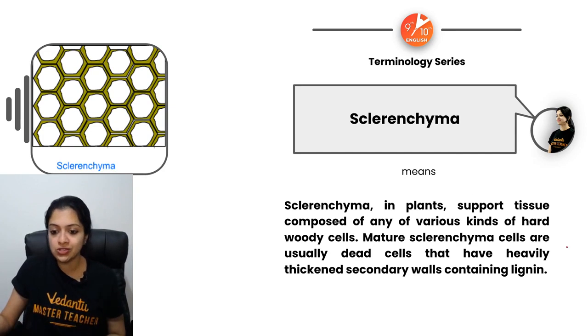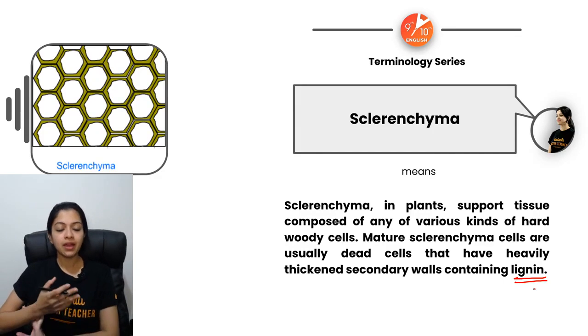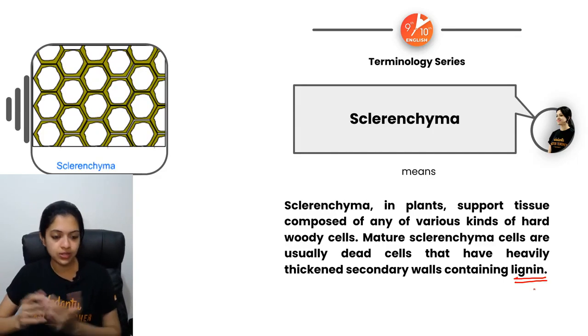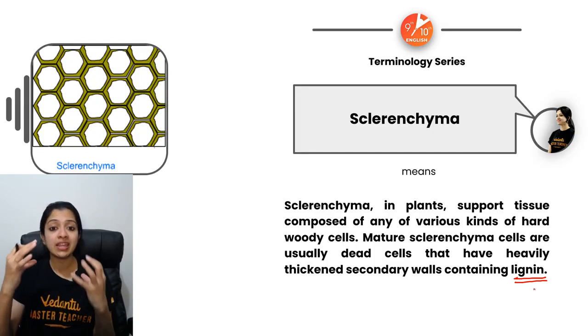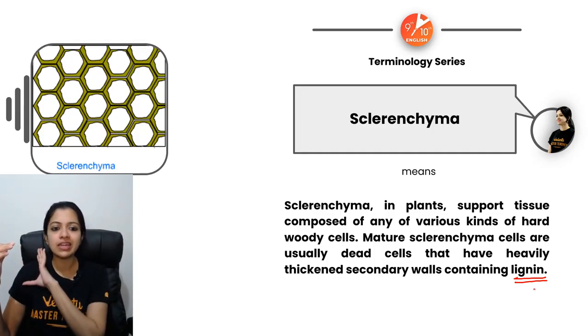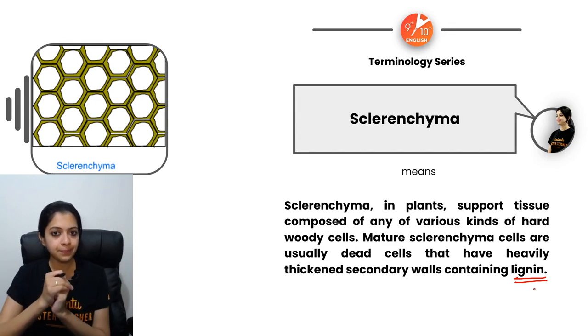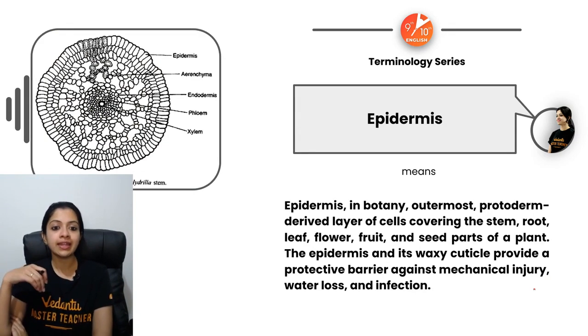They contain a substance called lignin. So it's a cell wall material which makes up the cell walls. Okay, so in Sclerenchyma, there's a lot of lignin deposition, making the walls very, very thick. So there would be literally zero intercellular spaces. All right? Now the next one, what is epidermis?